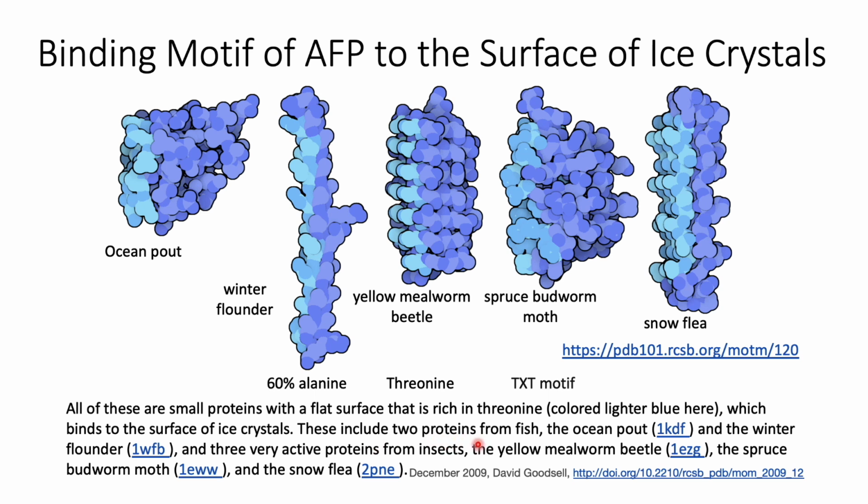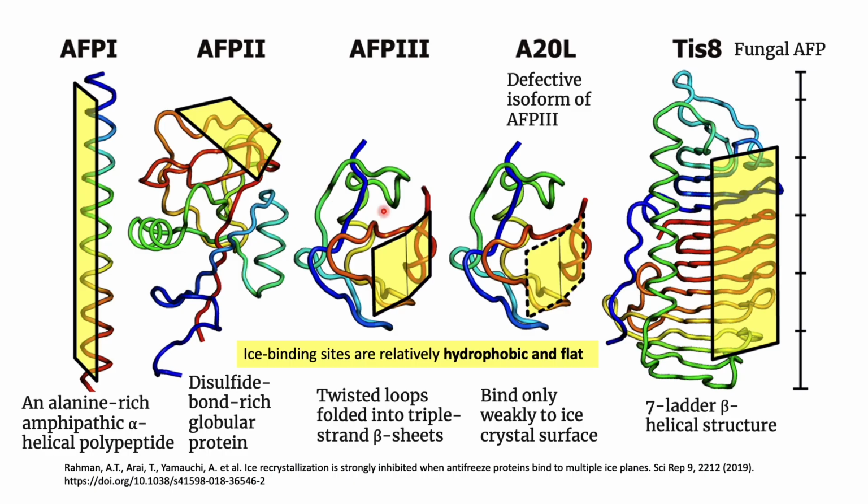So here we have fish, that is ocean pout and the winter flounder, and we have another three proteins from insects, that is the yellow mealworm beetle. So this is from an insect, and the spruce budworm moth is also given. Another one is the snow flea. So these three insects and the two fish have different binding motifs for AFP. So how they are binding is actually given here.